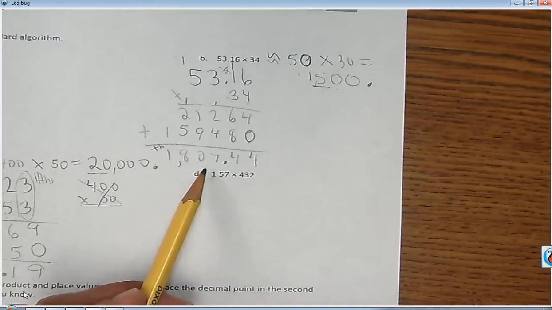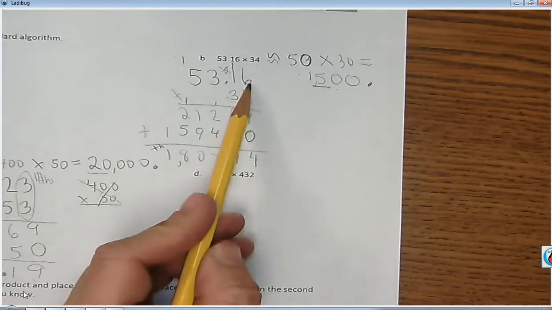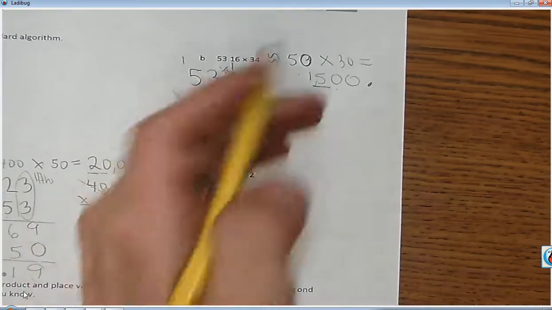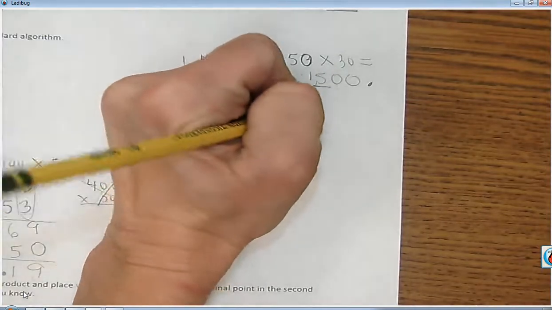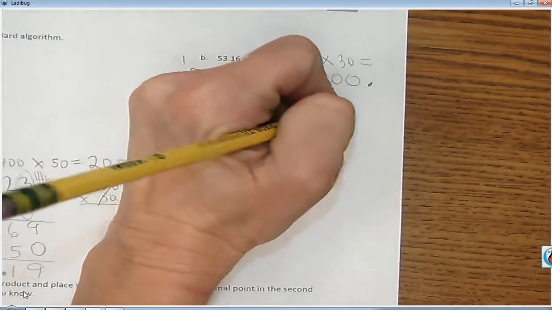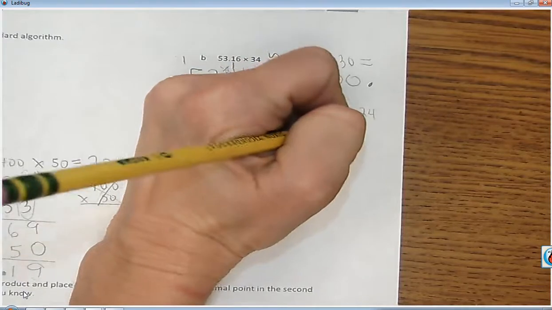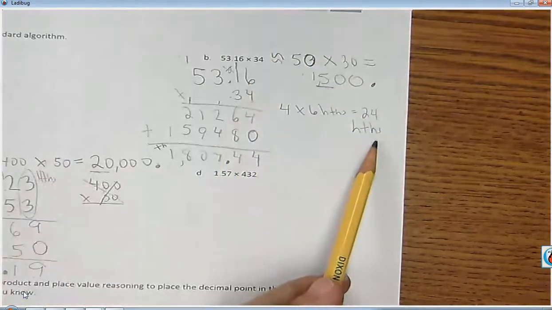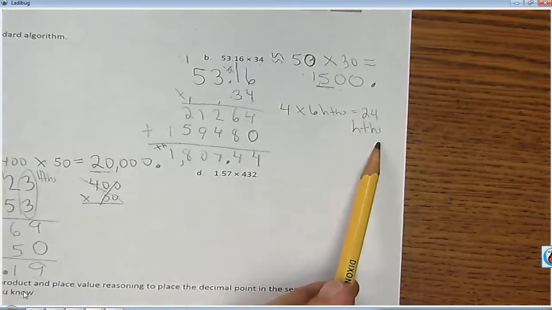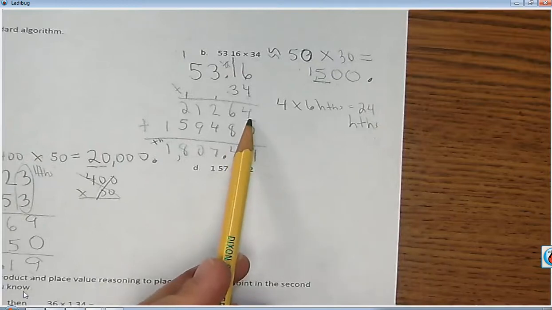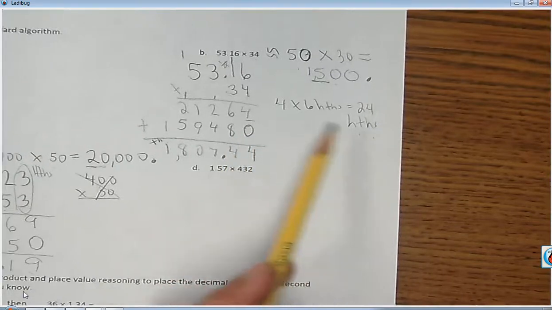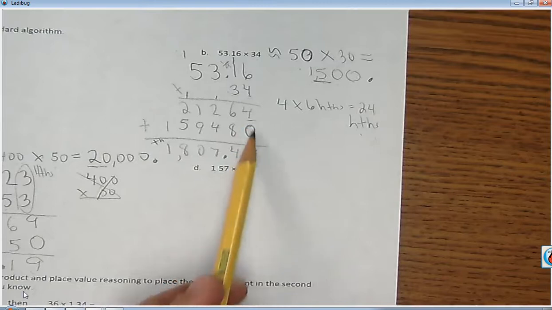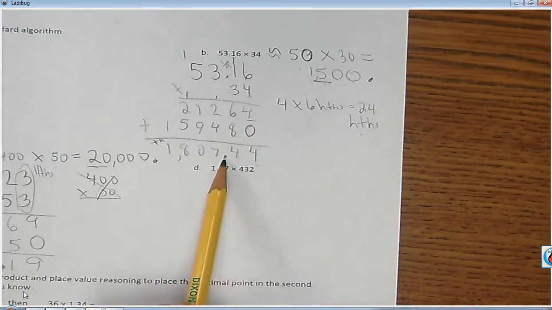Another way to think about it would be you have 4 ones times 6 hundredths. 4 times 6 hundredths was 24 hundredths. Ones times hundredths makes hundredths, which means this 4 is in the hundredths, so this column is our hundredths. Hundredths, tenths, ones. All right.